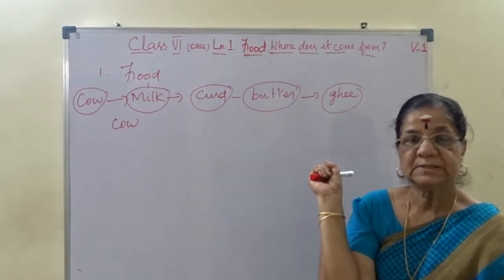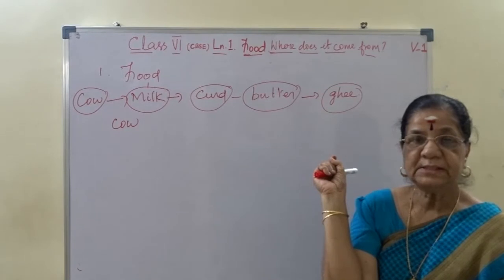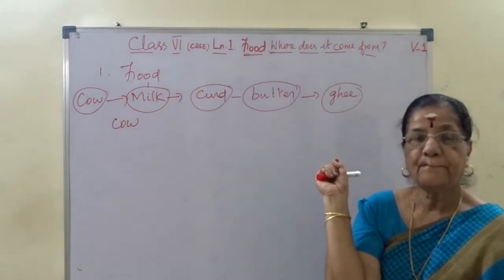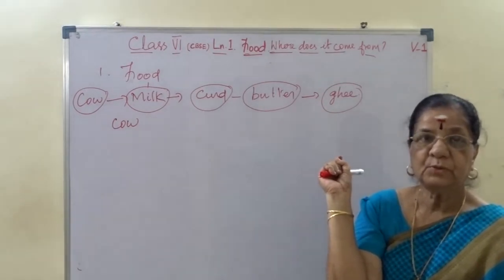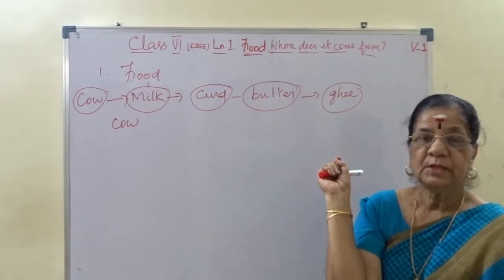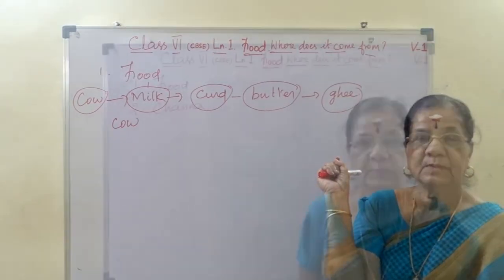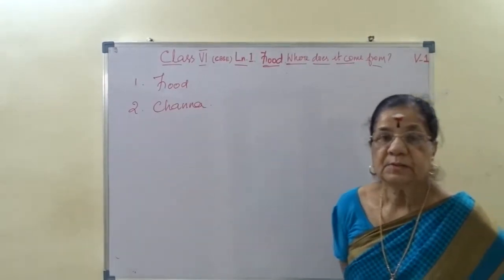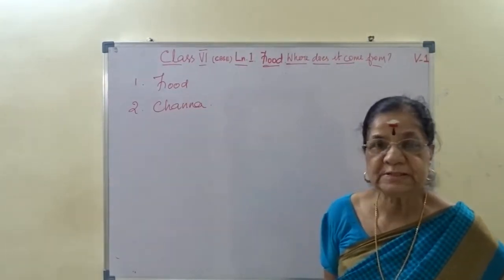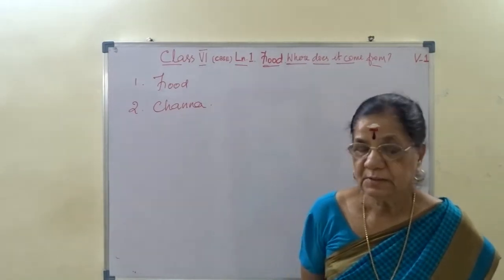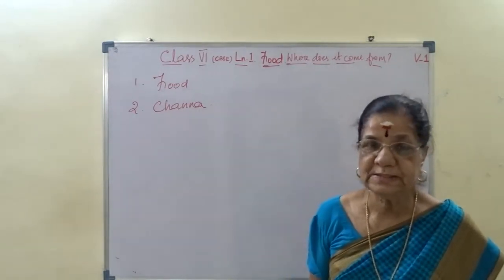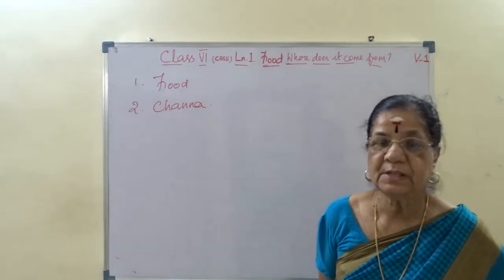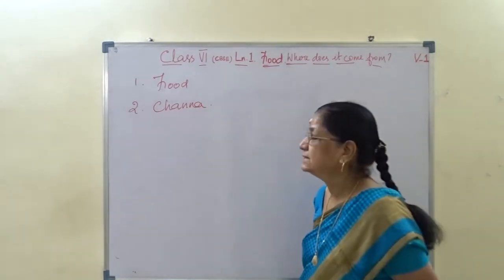Just go through this. What is written on the board? Are you able to follow? I hope you understand. Now we will continue, children. This is about sources of animal sources. For example, how does ghee come? Another example is chana.